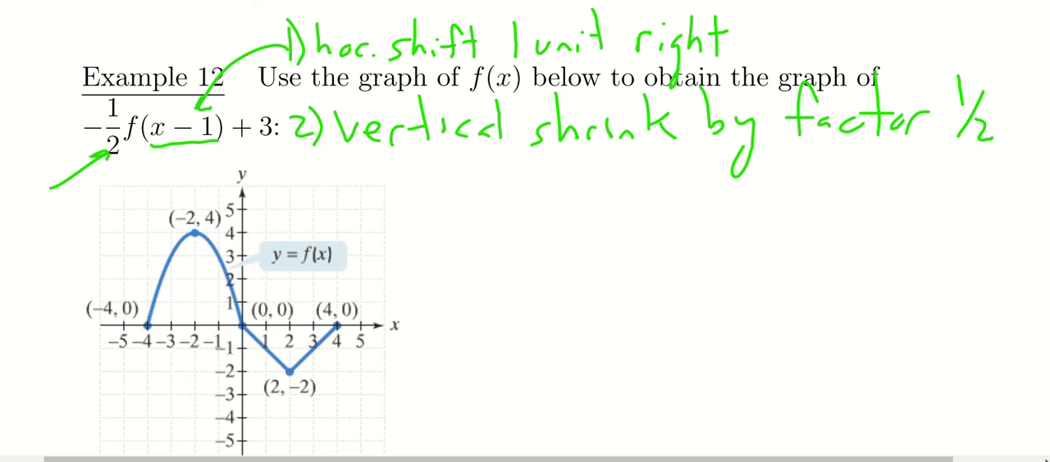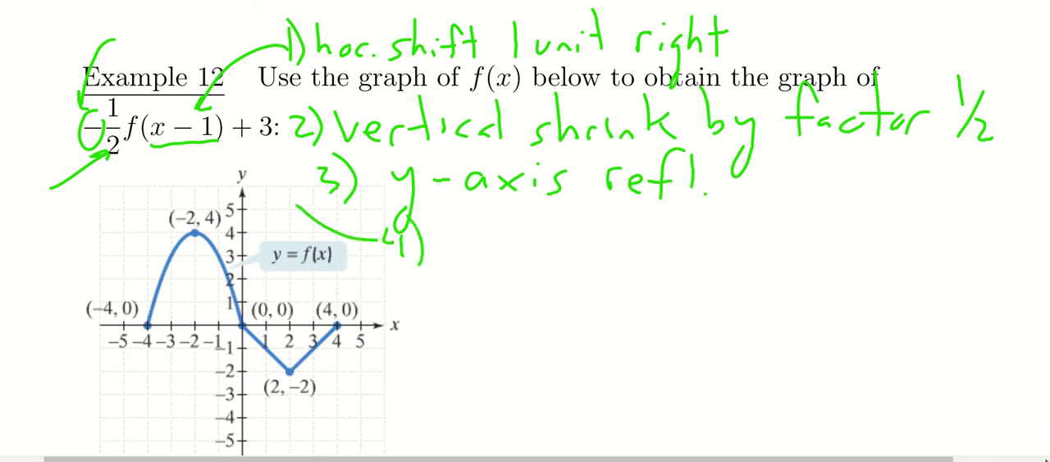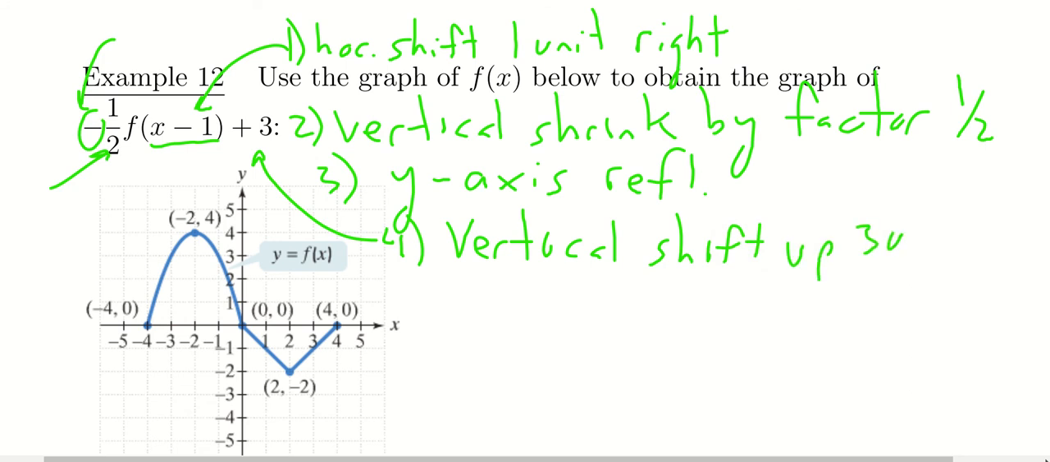The fact that it's a negative 1/2 on the outside, that negative symbol itself means that we are going to have a reflection. Remember, on the outside, the negative multiples mean a reflection with respect to the x-axis. So we have a reflection. And then lastly, because we have a plus 3 on the outside that's adding, that's going to be a vertical shift up 3 units.